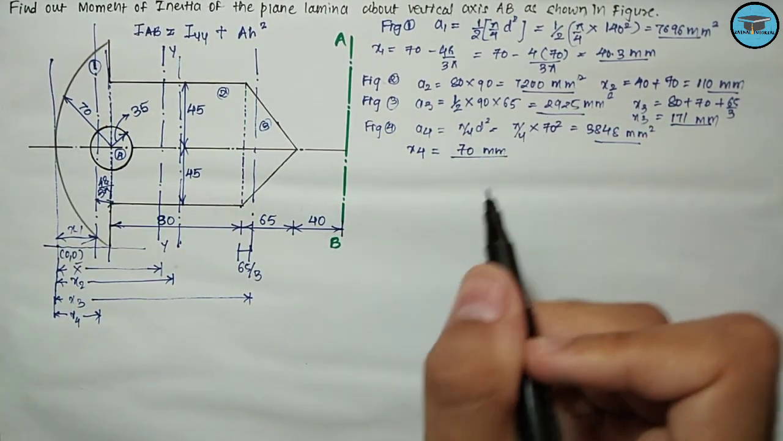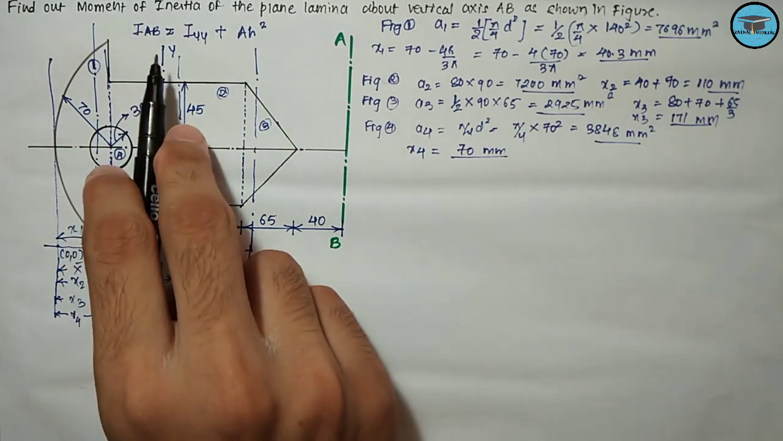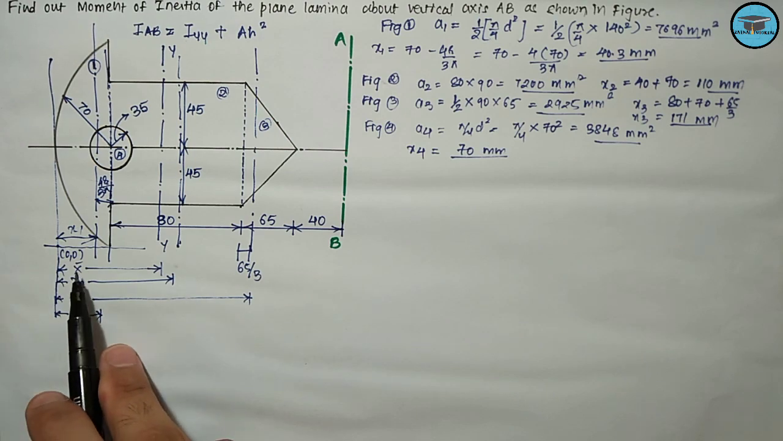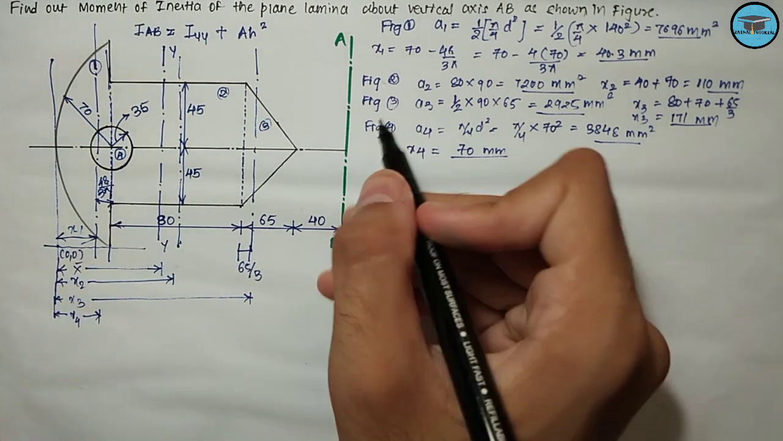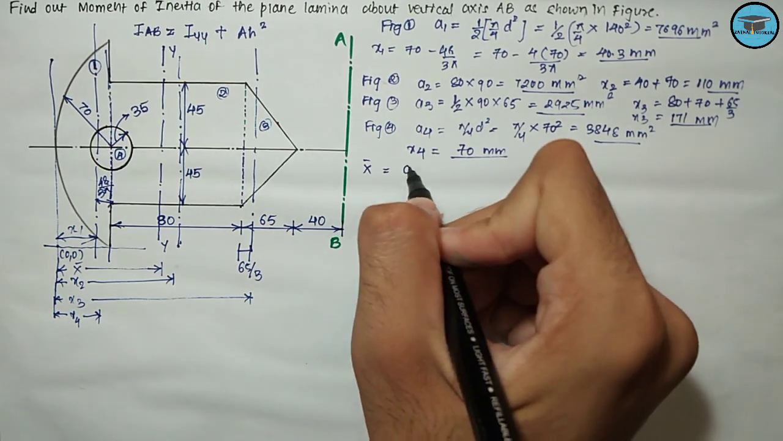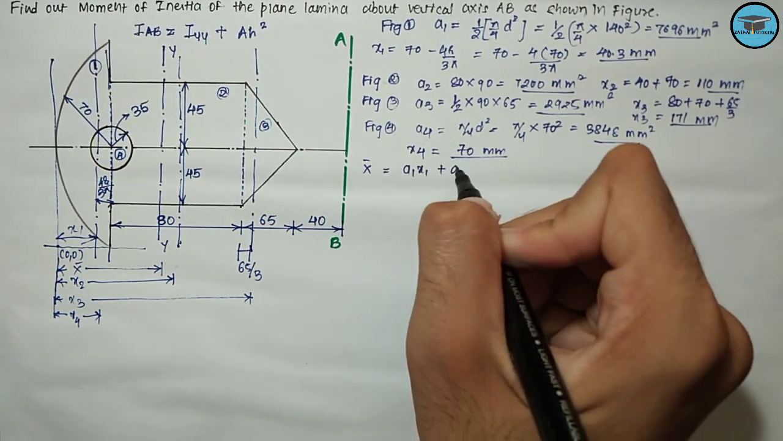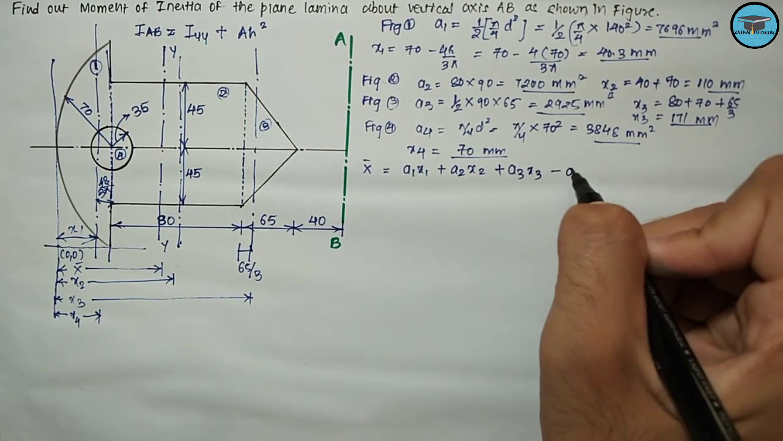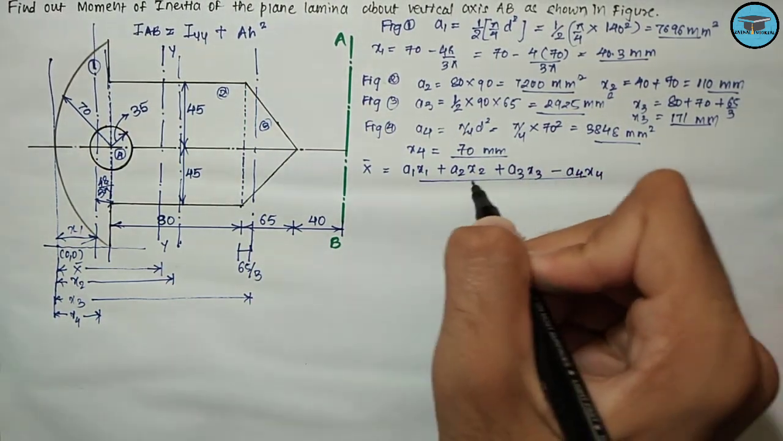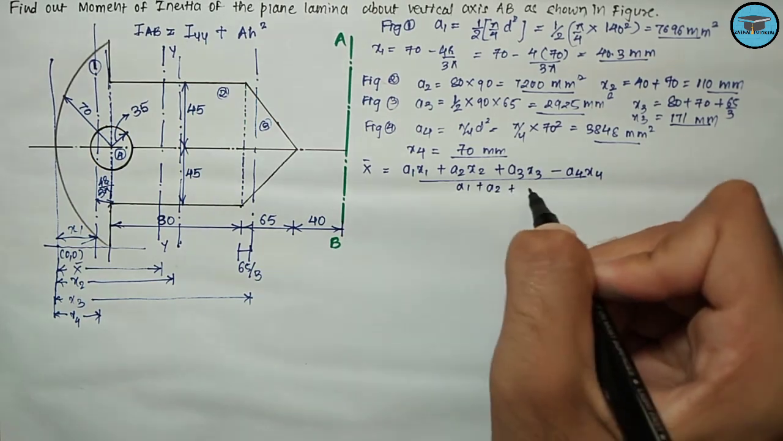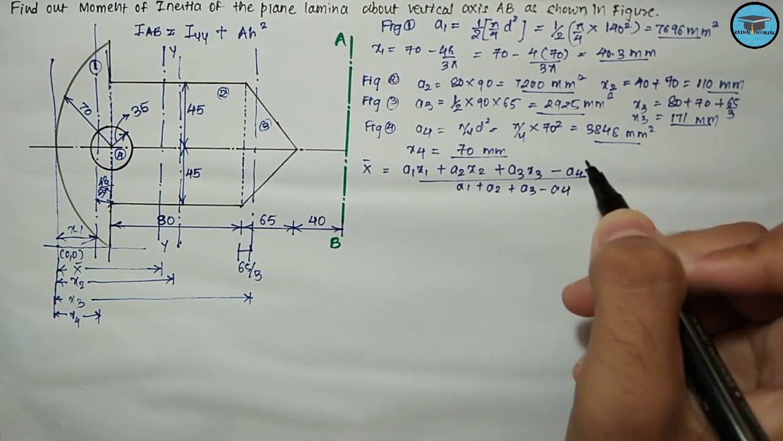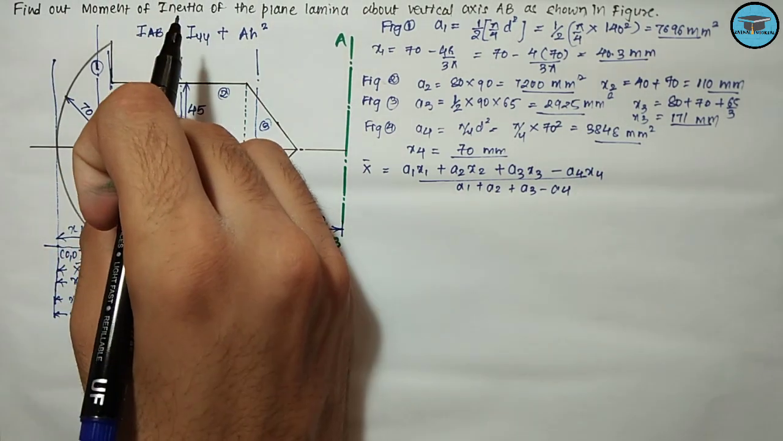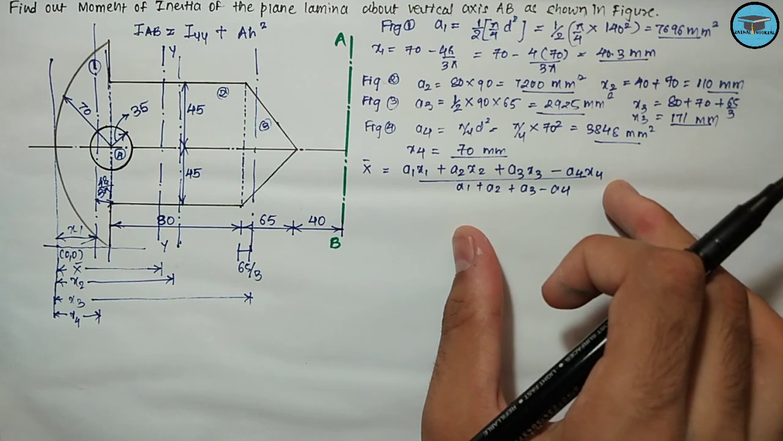Okay, now we need to locate the distance of this axis yy from the origin, that is nothing but x bar, that is distance of the centroid from the origin. So the x bar can be given as A1 x1 plus A2 x2 plus A3 x3 minus A4 into x4 divided by A1 plus A2 plus A3 minus A4. Here the negative sign has been considered as this is a hole. So we need to subtract this much area from the total area.